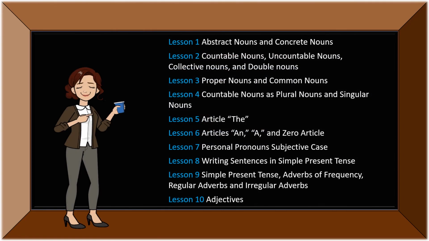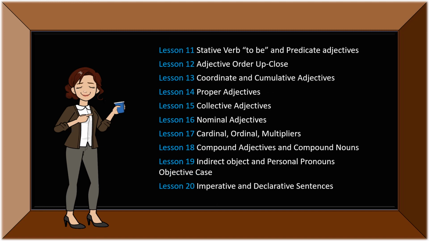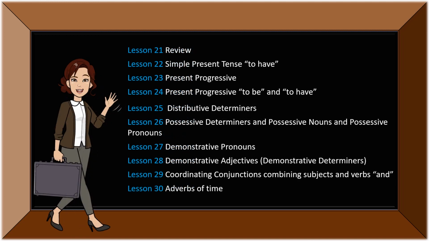We are cruising through these lessons. We just finished lesson 20. In lesson 21, we're going to take a quick review on everything we have learned. And finally, in lesson 23, we're going to be introduced and start writing in present progressive tense. And we're going to really start exploring all those types of determiners so we can really expand the determiner phrase.